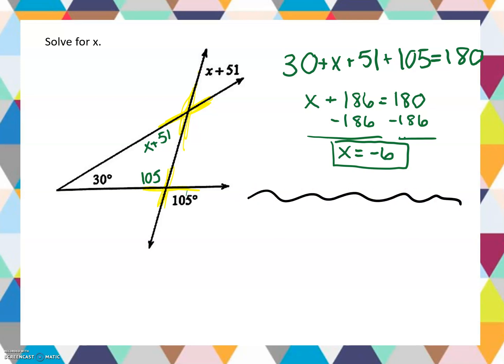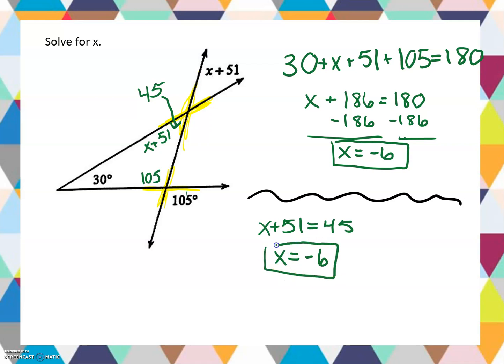Additionally, if you had seen that this angle was 105 and this angle was 30, you could have subtracted that from 180 and gotten that this angle here was 45. And then notice that these vertical angles were congruent and set x plus 51 equal to 45. You still would have gotten x equals -6 as an answer. So it doesn't really matter how you do it. I think the second way is a little bit quicker. But just throwing that out there if any of you did it differently. Let's try another one.